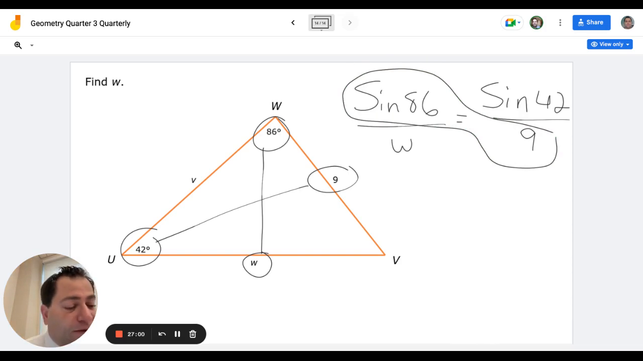and I get 8.97. But without writing that problem down, what we're going to do is we're going to hit the divide button, and then we're going to divide by the sine of 42. And I get 13.4.